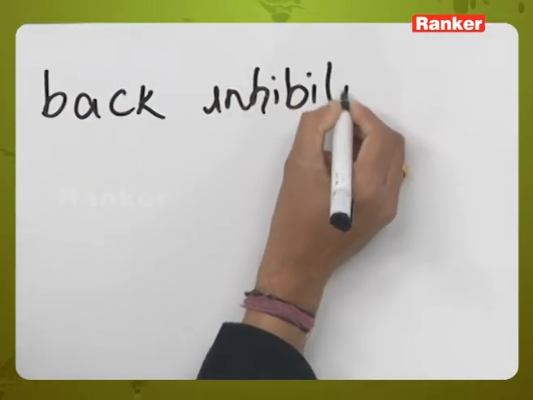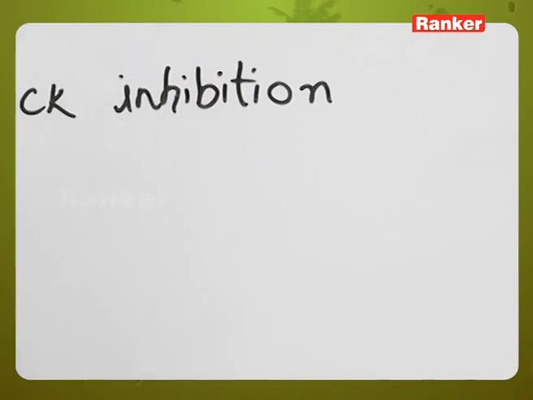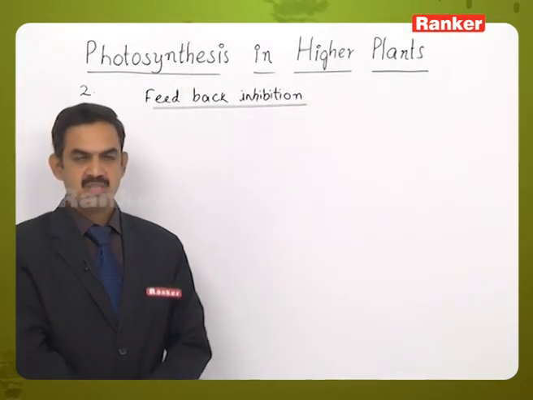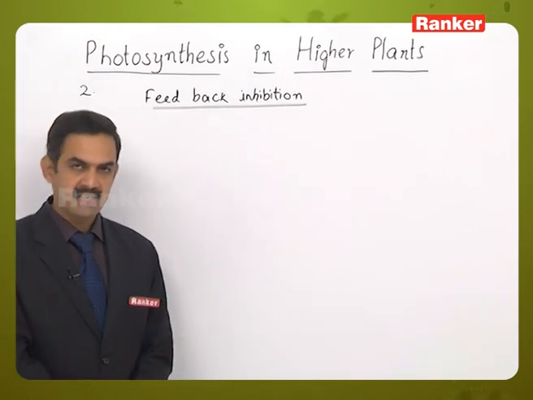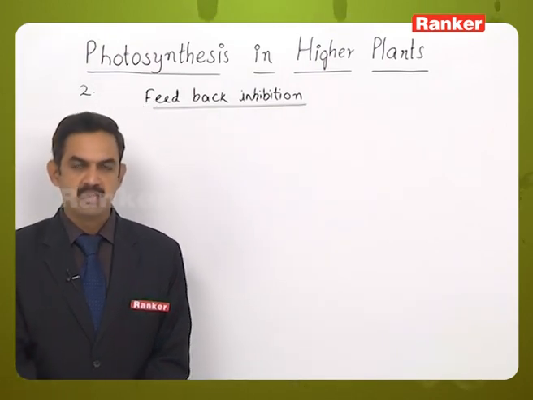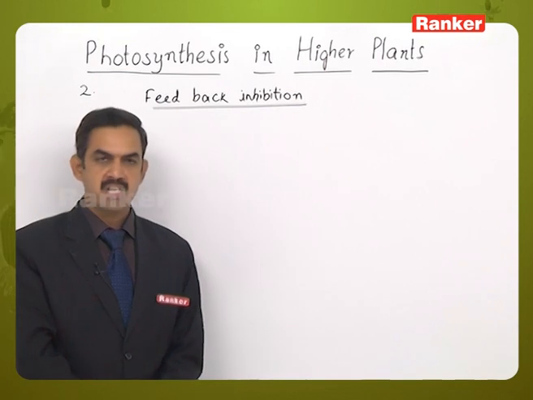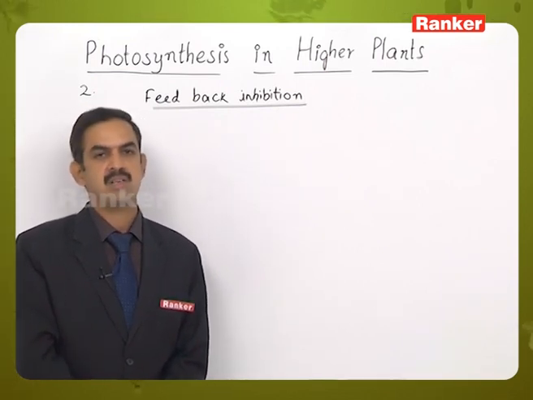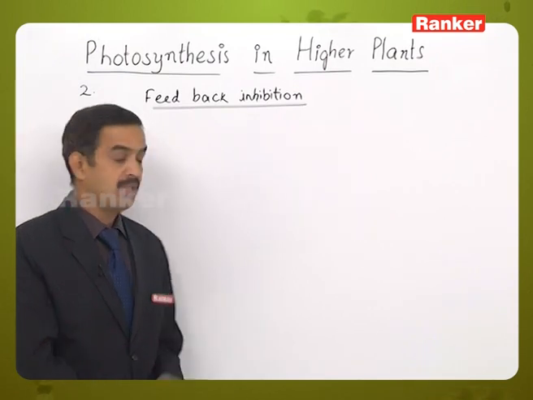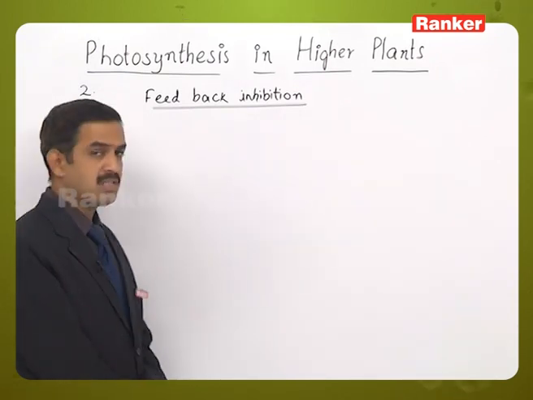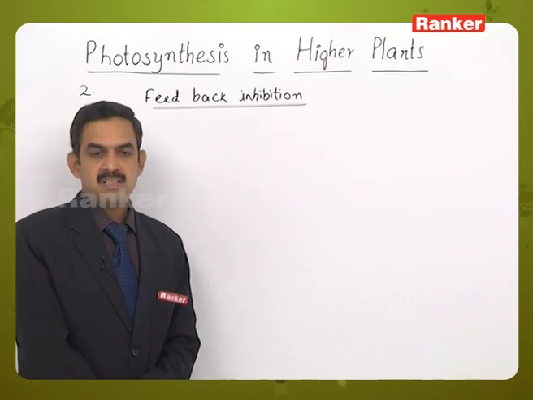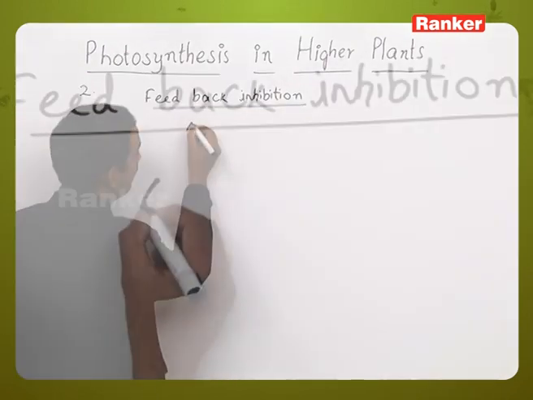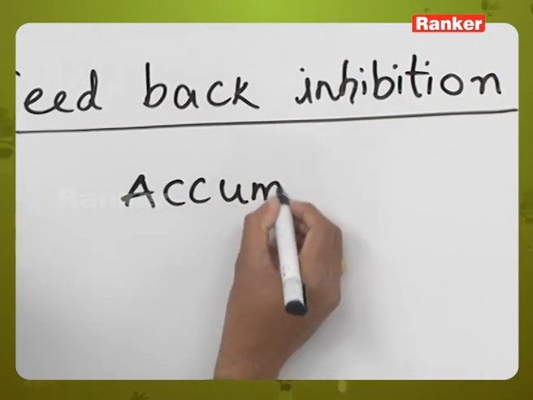Actually, this is a concept related to enzyme action. In enzyme action, we know that 3 types of inhibitors are there: competitive inhibitors, non-competitive inhibitors, and the third one is feedback inhibitors, or the process is called feedback inhibition. So why does this feedback inhibition occur in plants? It is because of the accumulation of the end product.